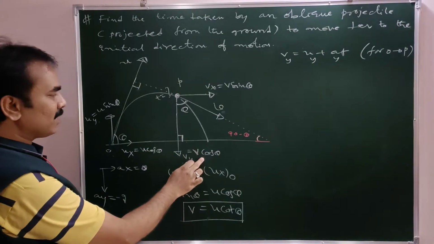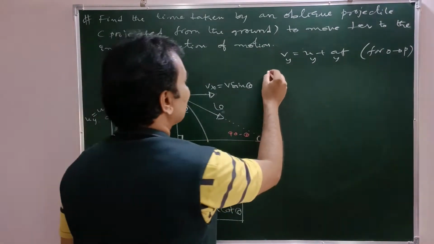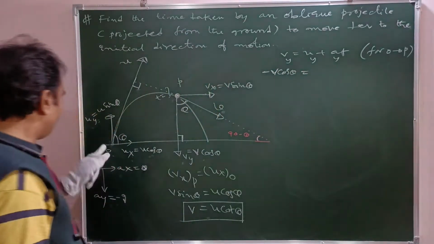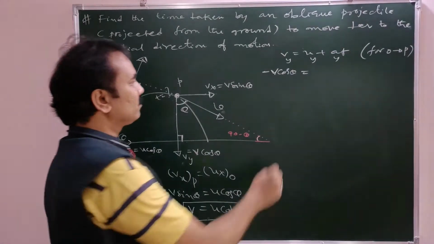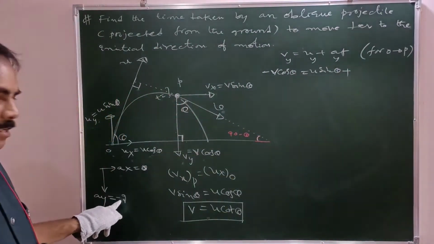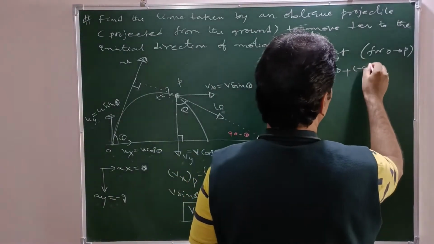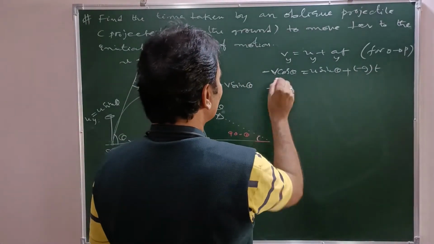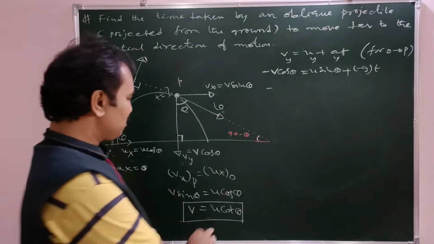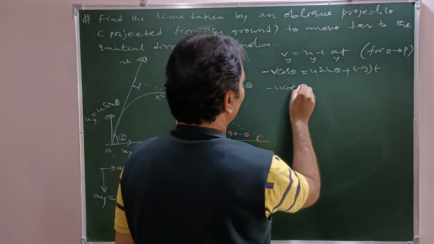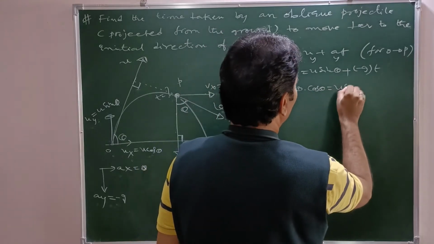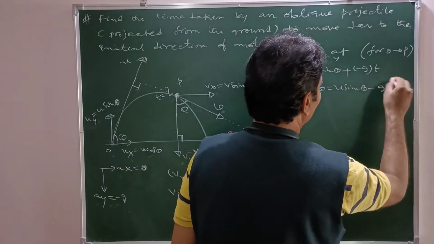Now what is Vy? V cos theta, but here it is downwards, so minus V cos theta equals Uy. Uy means U sin theta upwards, so positive. U sin theta plus Ay, and Ay means minus g, into T. Time unknown. Now minus V. V means the speed at the point P, that is U cot theta. So U cot theta into cos theta equals U sin theta minus gT.